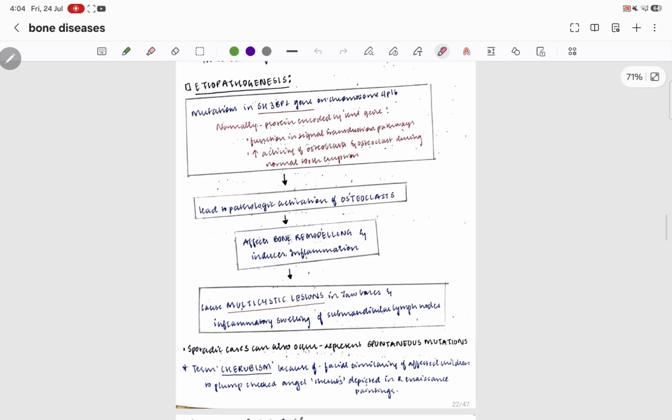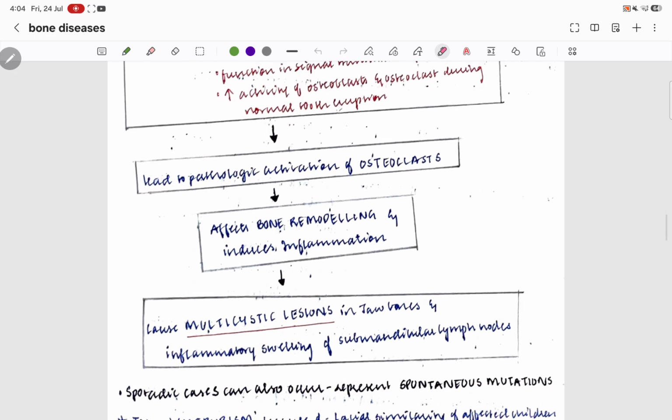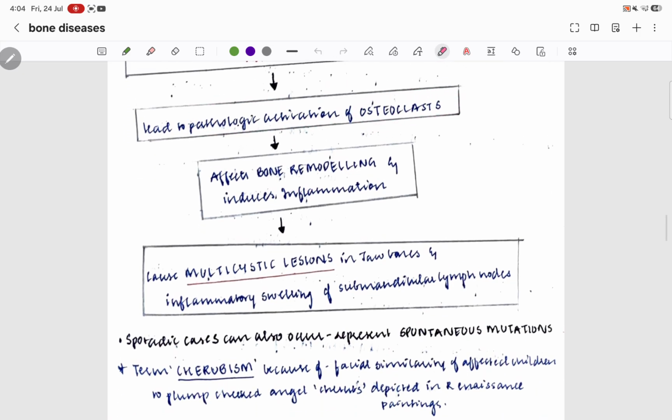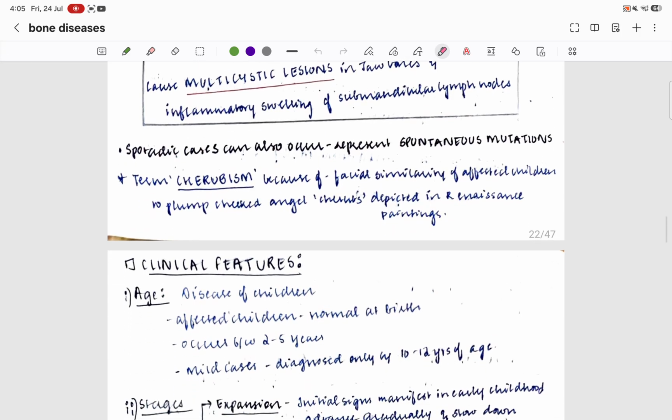So did you understand the pathogenesis? Basically, SH3BP2 is a gene which codes for a protein, but due to the mutation in the gene, the coding changes, because of which there is a pathologic activation of the osteoclasts, which after bone remodeling induce inflammation. So because of that there is a multicystic lesion in the jaw bones. Then the term cherubism is because of the facial similarity of affected children: plump cheeks. They have plump cheeks, hence they are called cherubs.